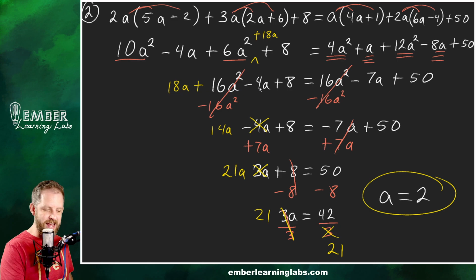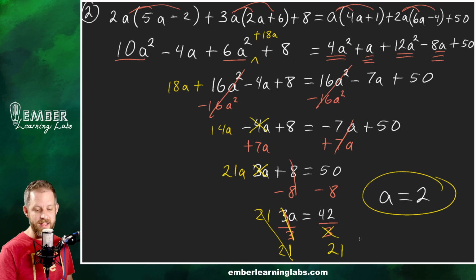So then 18a minus 4a would be 14a. Signs are different. We subtract, keep the sign of the bigger one. And then when we add 7a to 14a, it's 21a. And so we divide off the 21 on both sides. Those cancel. 42 divided by 21 is in fact 2.